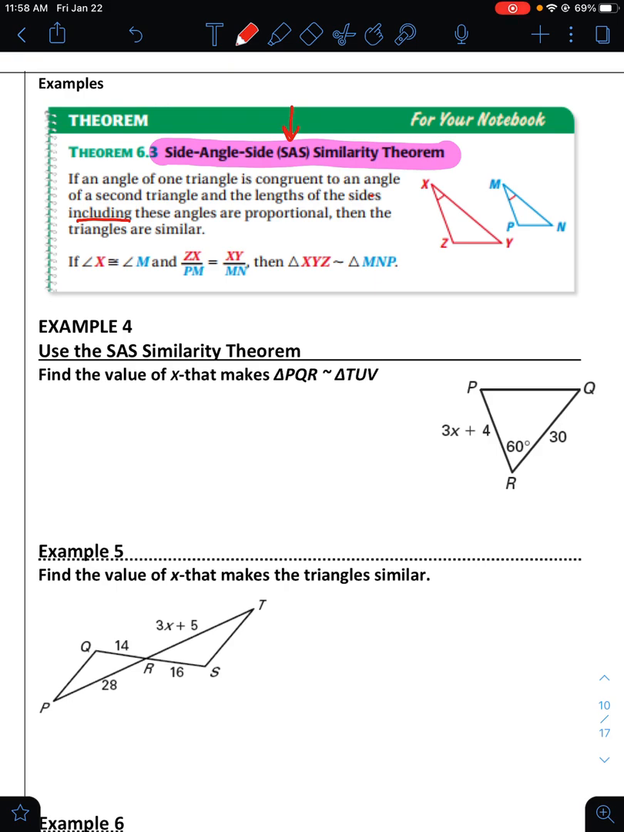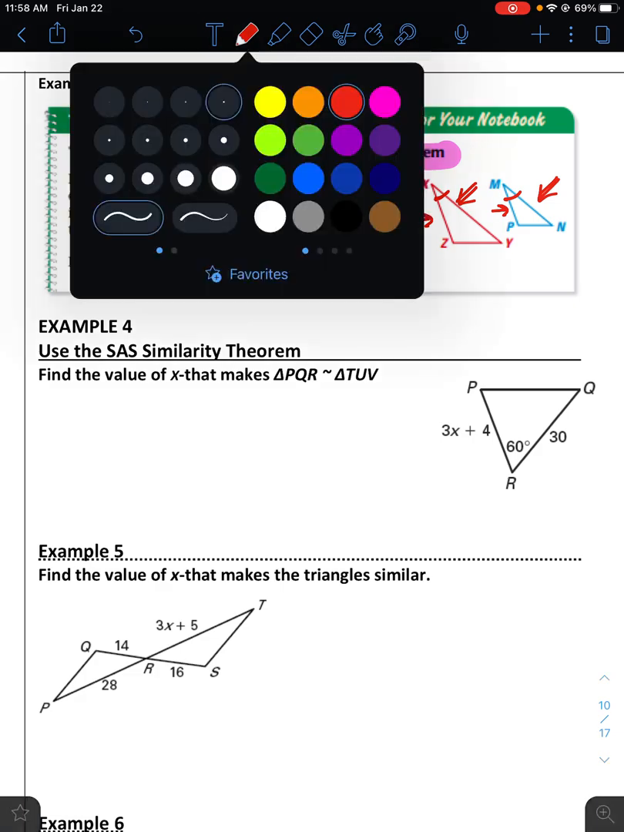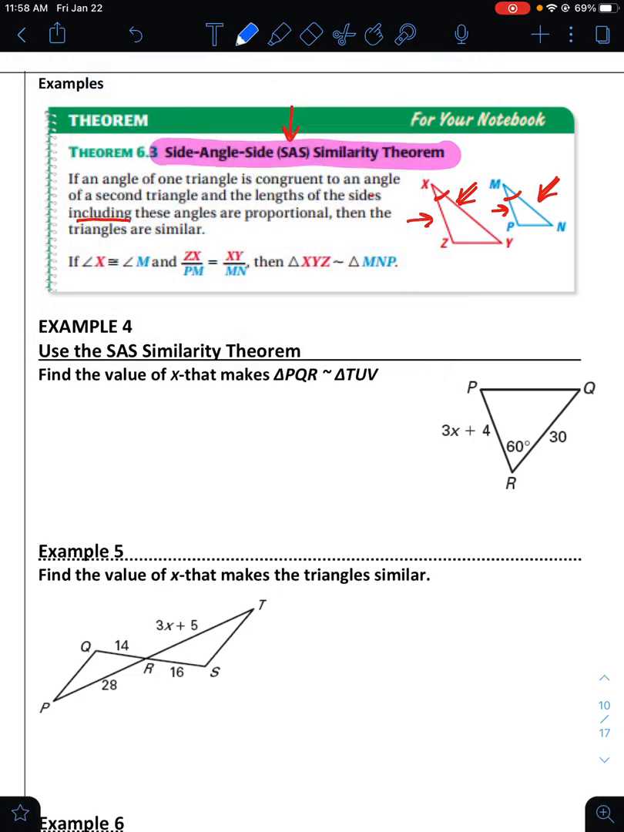Okay, so what we're talking about here is we've got X and M, the angle. So that means the proportional sides, XZ is in a ratio with MP, and then the other side over here is XY and MN. So see how it creates the angle. If you were to draw over the two sides, you have created angle X and angle M. So it has to be that angle in order to use this SAS similarity theorem.